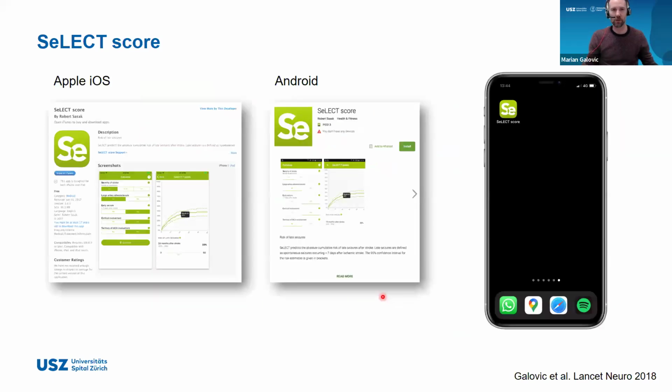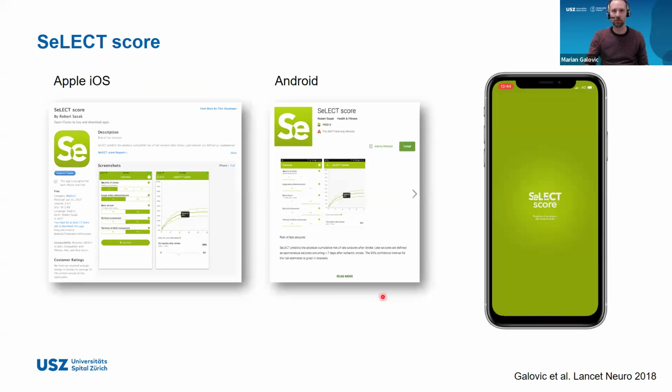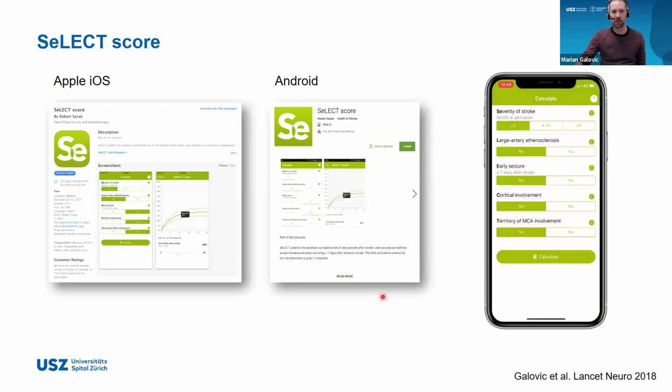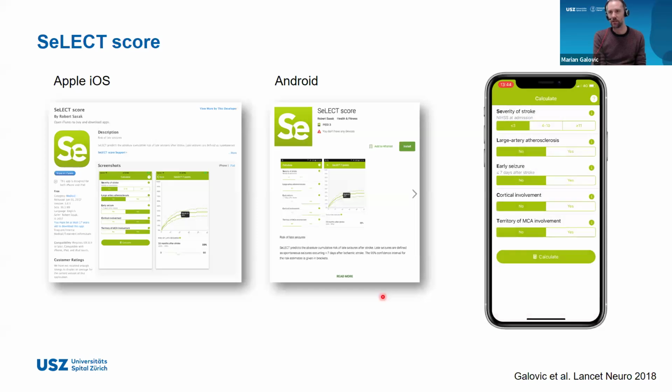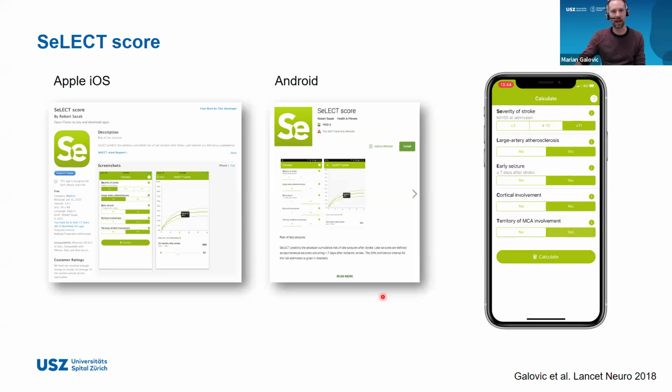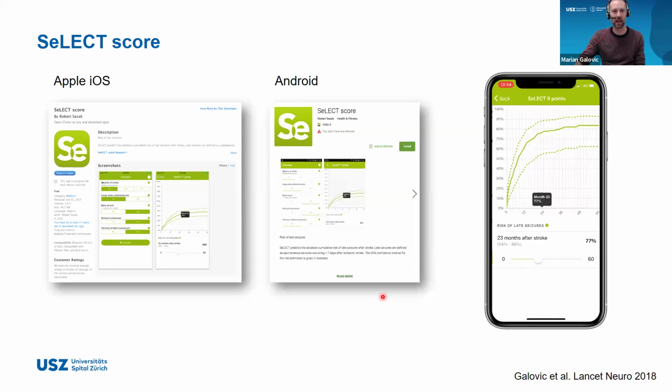To make this easier for you, we also have an app. This app can be downloaded for Apple iOS and for Android, and you can start it on your phone. When you start it up, you see, again, it's like a calculator. You see some information about the parameters and how to use the app. You can choose some factors and then click on calculate, and it shows you what happens.